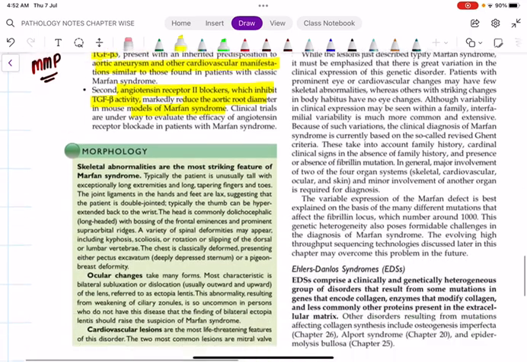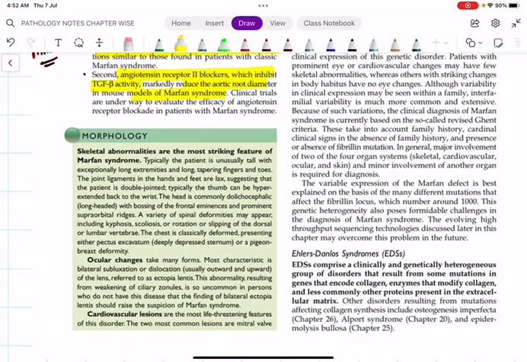Once this is done, let us go for the morphology. Remember three things. What are they? Cardiovascular, ocular, and skeletal. Out of this, skeletal is the most striking feature, because when a patient comes, immediately it is the skeletal deformities that we usually notice the most. Remember, the patient will be unusually tall, with exceptionally long extremities and long tapering fingers.